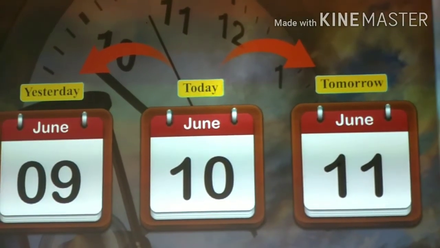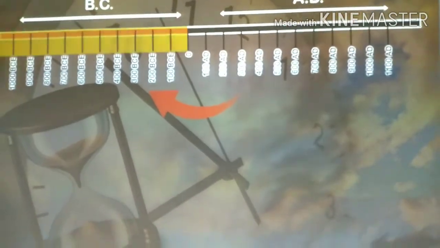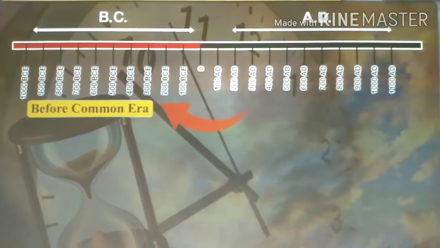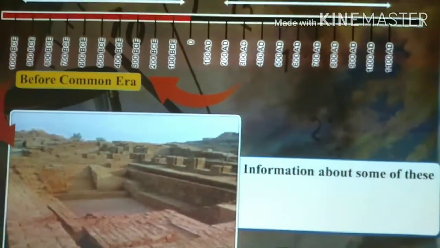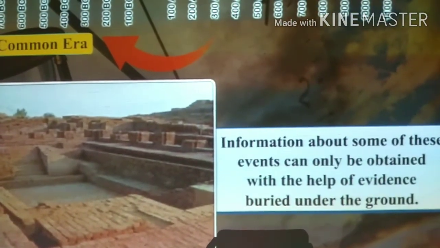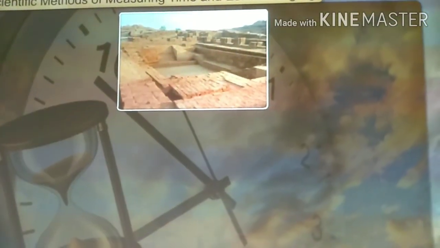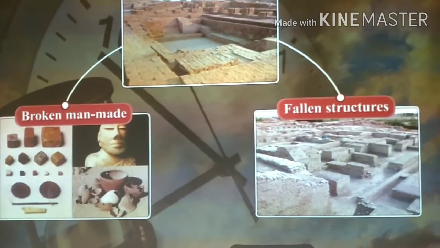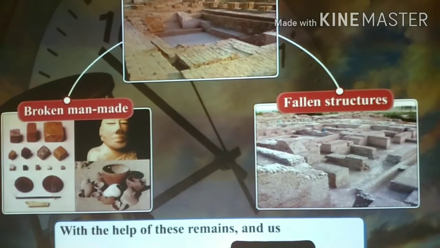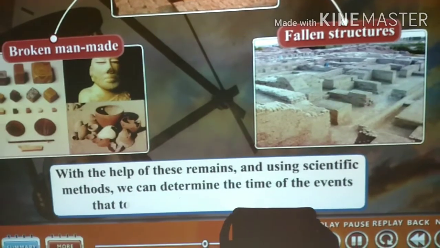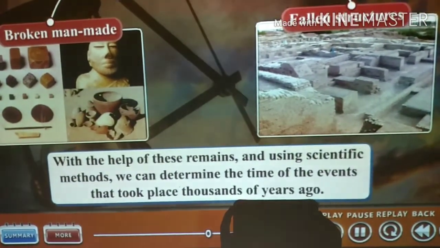We actually measure its length. The events before the beginning of the Common Era are mentioned as having occurred before the Common Era. Information about some of these events can only be obtained with the help of evidence buried under the ground. This evidence is usually in the form of broken man-made artifacts and fallen structures. With the help of these remains and using scientific methods, we can determine the time of the events that took place thousands of years ago.